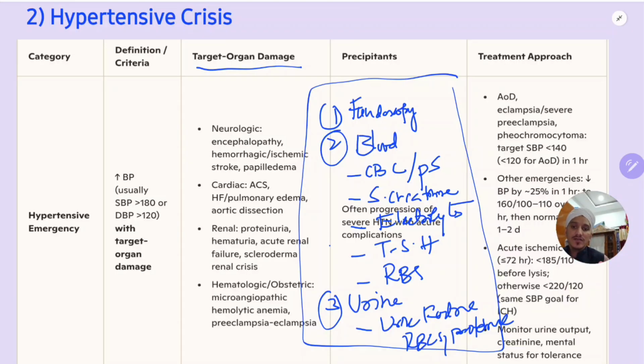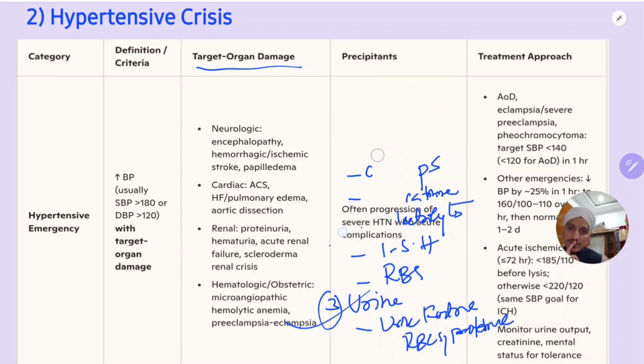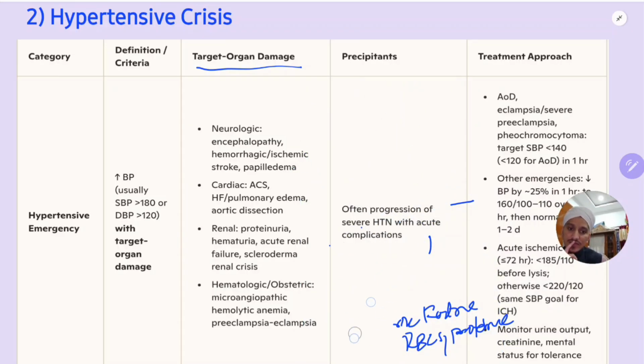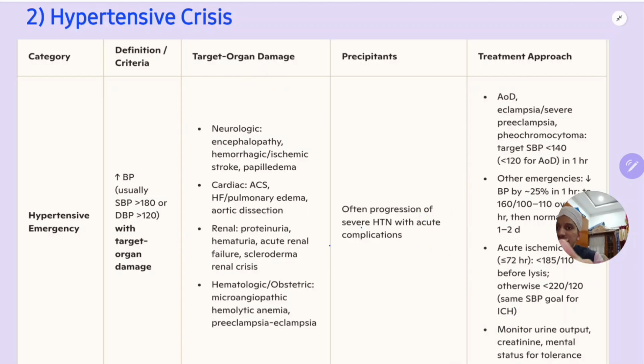So these are the investigations which you do to exclude hypertensive emergency. They may or may not have symptoms. If they have symptoms, it is very obvious that the patient is having an emergency. But if they come asymptomatic, then you need to do all these things: fundoscopy, blood investigations and urine investigations. So hematologic or obstetric: microangiopathic hemolytic anemia, preeclampsia and eclampsia. These are the symptoms and signs of target organ damage, and these are the investigations.